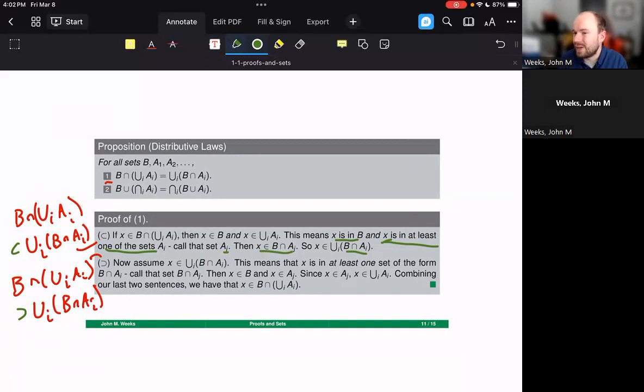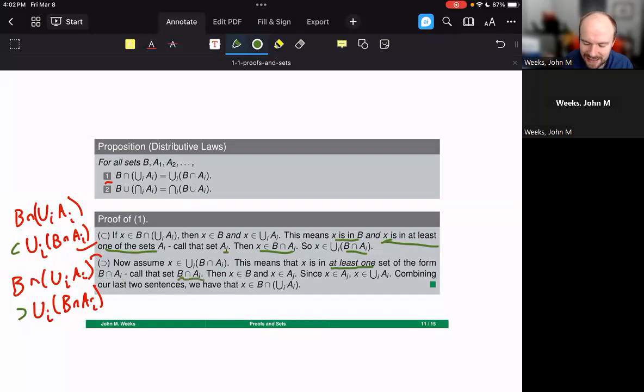That's exactly what I wanted to show for this implication. Then I could continue to do that, but go from the opposite direction. So take a look now at x being in the union of any arbitrary number of sets B intersect A sub I. Well, x is now in at least one set of the form B intersect A sub I. What does it mean to be in one of those sets?